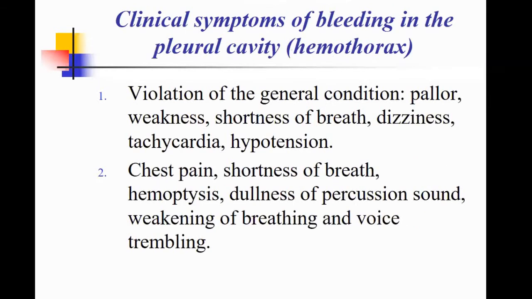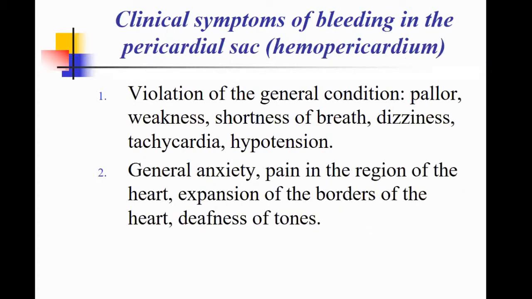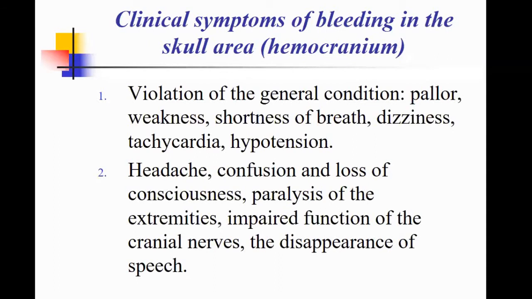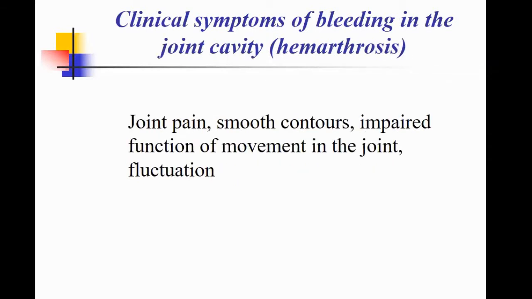Clinical symptoms of bleeding in the pleural cavity: hemothorax. Bleeding in the pericardial sac: hemopericardium. This is a violation of general condition. Clinical symptoms of bleeding in the skull area: hemocranium. Violation of general condition: headache, joint pain, smooth contour, impairment of function of movement in the joint, and fluctuation.